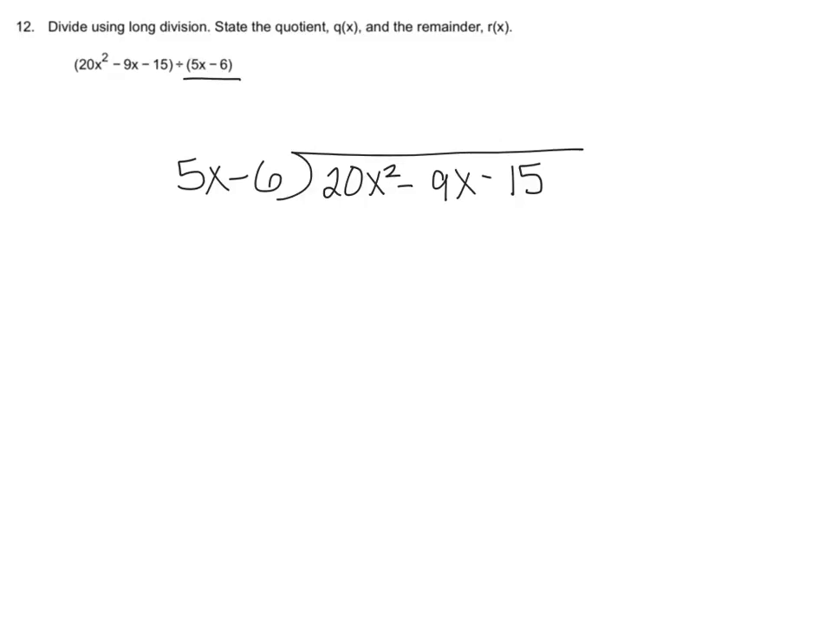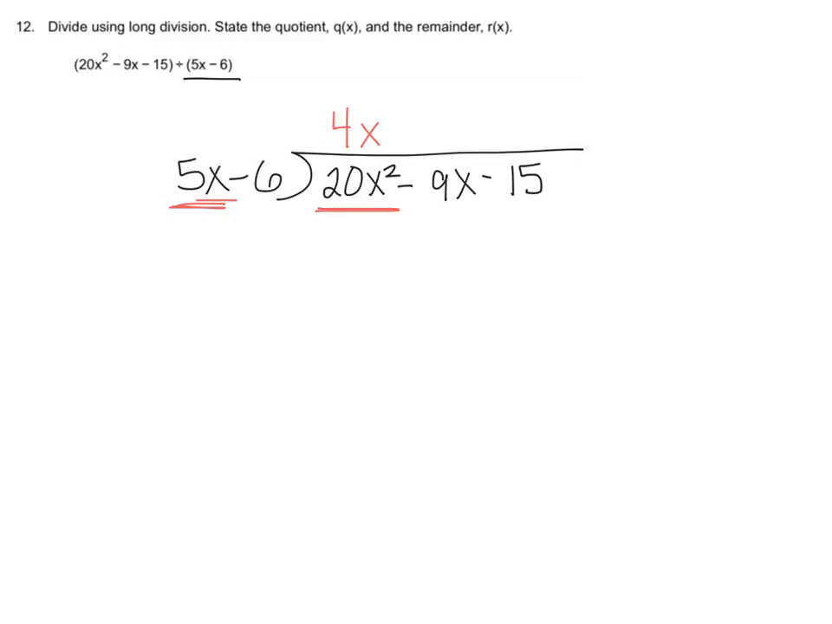To start the long division process, we're going to look at the first term of our divisor, which is the 5x. And then we'll also look at the first term in our dividend, which is a 20x squared. Now we're going to ask ourselves, 5x times what will give me the 20x squared? Well, I know that 5 times 4 gives me 20, and I also know that x times x gives me x squared. So 4x times 5x will give me that 20x squared.